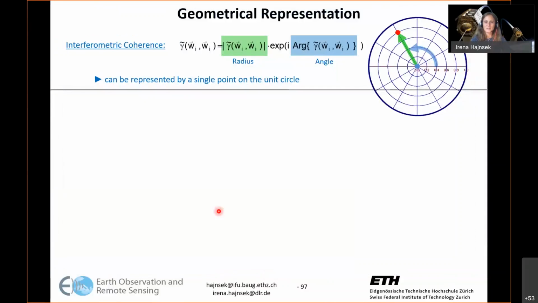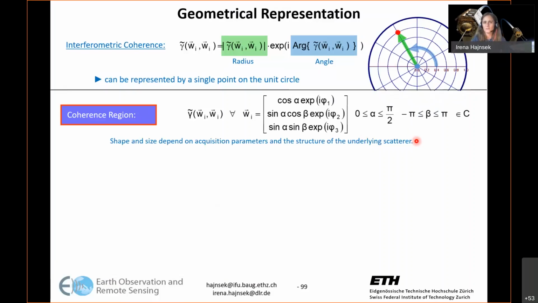Okay, let us go now back to the geometric representation. This is our unit circle, and this is, for example, one coherence point that we have, and this is a display where we can plot our coherence value. Next, I would like that we understand a little bit what this region within this unit circle means to us. So for this, we are in principle defining a coherence region. So what is a coherence region?